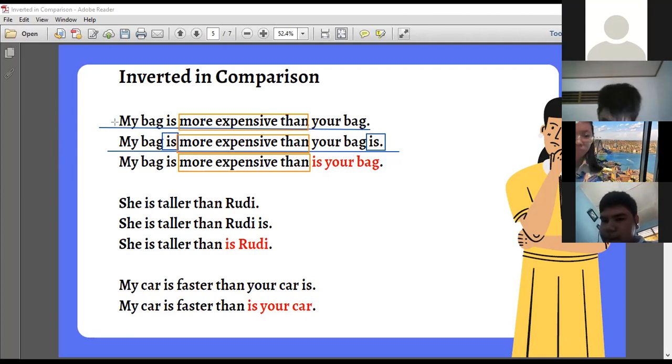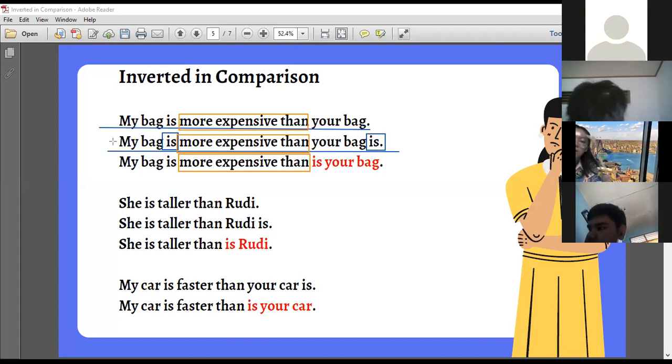The first sentence and the second sentence, they are exactly the same in terms of meaning. Maknanya nggak ada bedanya. So if you want to say my bag is more expensive than your bag, cool. But if you want to make it more complicated, my bag is more expensive than your bag is. It's okay, no problem. But the inverted one, this one, look at that. My bag is more expensive than is your bag. Yeah. So it's just the same. Nggak ada bedanya.